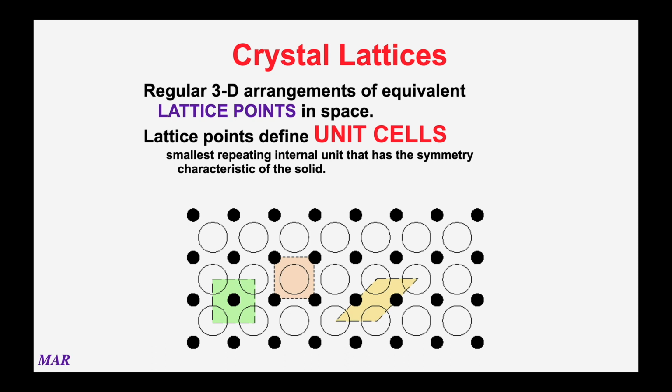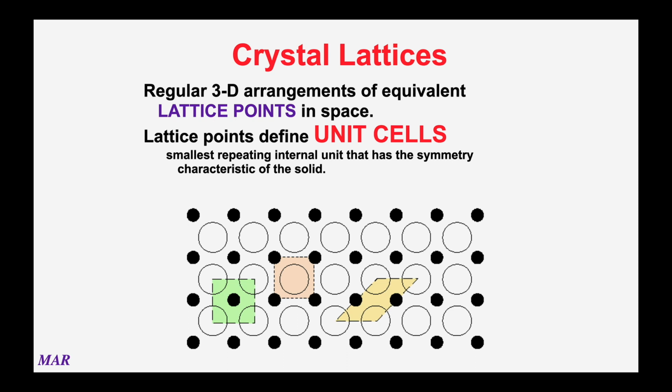Crystal lattices exist as lattice points in an overall larger arrangement of where they are. The little black circles and white circles right there represent, if you will, cations and anions. A scientist studying solids is really going to focus on where the unit cell is. A unit cell is nothing more than the smallest repeating internal unit, and it has the characteristics of the solid itself.